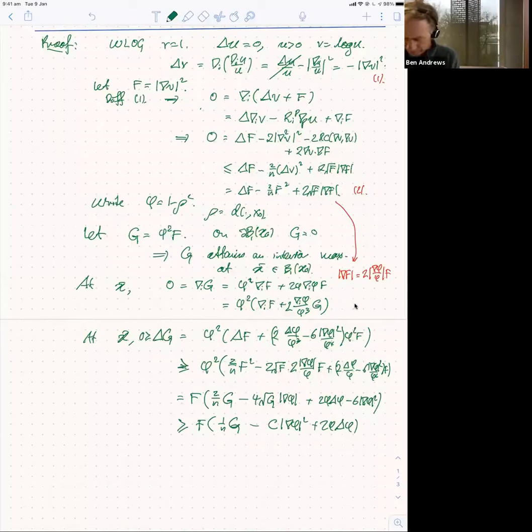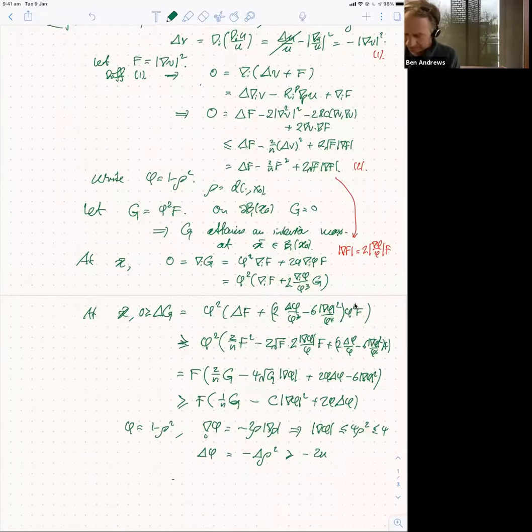what phi looks like. Well, so phi is 1 minus rho squared. Gradient phi is minus 2 rho gradient rho, and so gradient phi is bounded by 4 rho squared, and rho is less than or equal to 1, so that's less than or equal to 4. So the gradient phi is bounded, and the let's see, Laplace phi is minus Laplace rho squared, so that's greater than or equal to minus 2n. Okay, so if I put those together, then I get exactly what we needed.